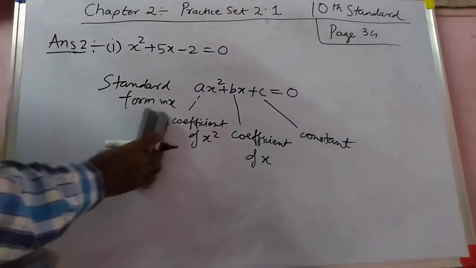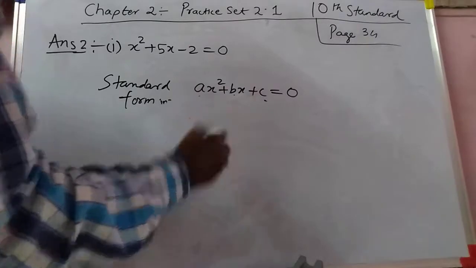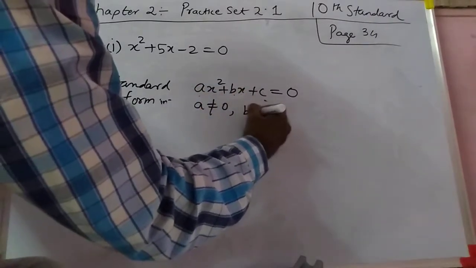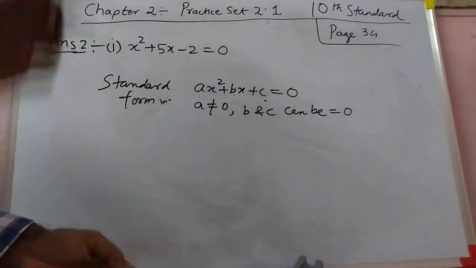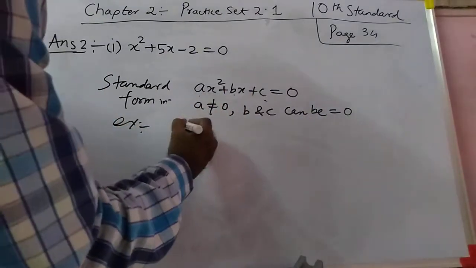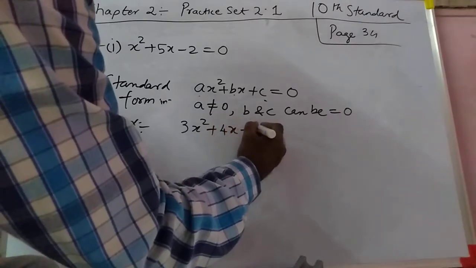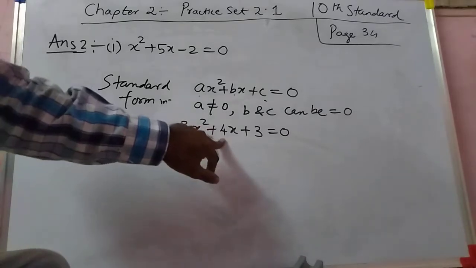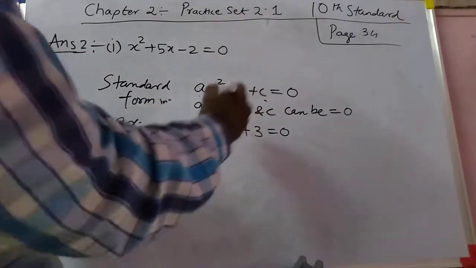Okay, now a cannot be 0, b and c can be 0. So let's see some examples. Okay, example: 3x square plus 4x plus 3 is equal to 0. Here a is present, b is present, c is there. a, b, c तीनों है इसमें.